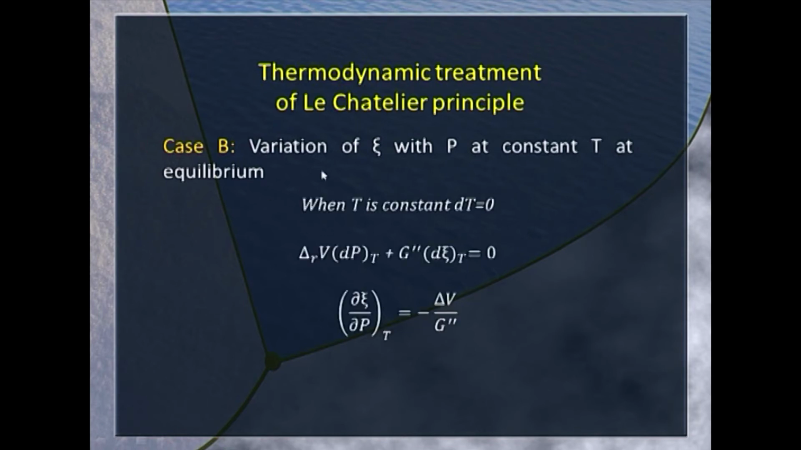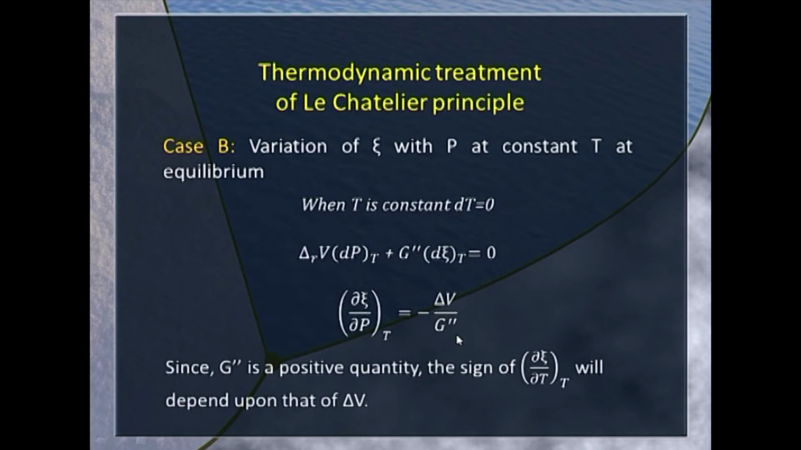We represent the constant temperature by dT equal to 0. So, the term which contains dT disappears from the equation, and we get ΔrV dP at constant temperature plus G double prime dξ at constant temperature equal to 0, and we rearrange this expression. In this expression, G double prime is a positive quantity. So, there is a direct dependency of ΔV, or the volume change, with the term in the bracket, that is ∂ξ by ∂P at constant temperature.